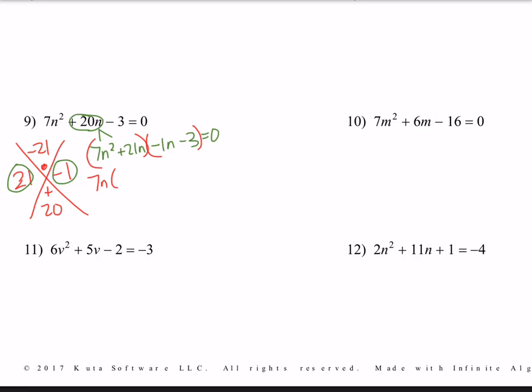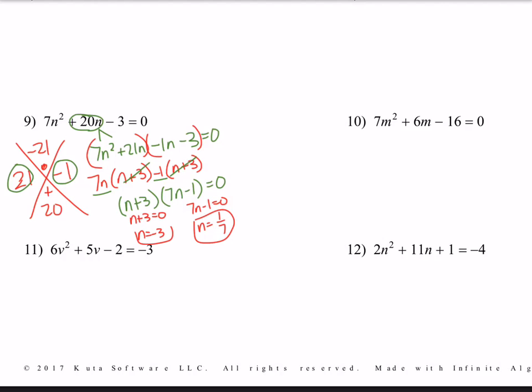So I take out a 7n, I'm left with n plus 3. Here, I take out a negative 1, I'm left with n plus 3, because when you take out a negative, it changes all the signs. Parentheses match, perfect. So it's going to be n plus 3 in the first parenthesis, and then the GCFs go in the other one, 7n minus 1. Now I have the factors, so I can set each piece equal to 0. So n plus 3 equals 0, which gives me n equals negative 3. 7n minus 1 equals 0, which if you do all the arithmetic, will give you 1/7. Those are my two answers for number 9.